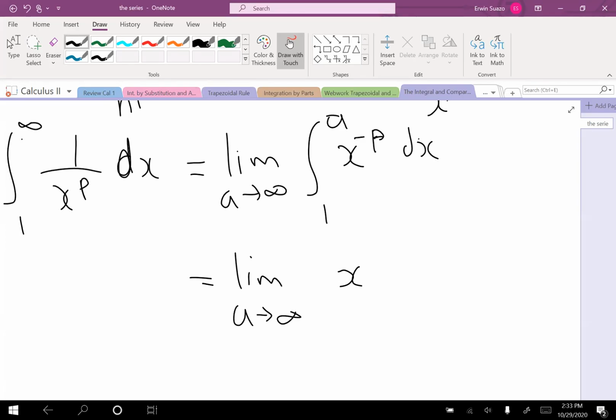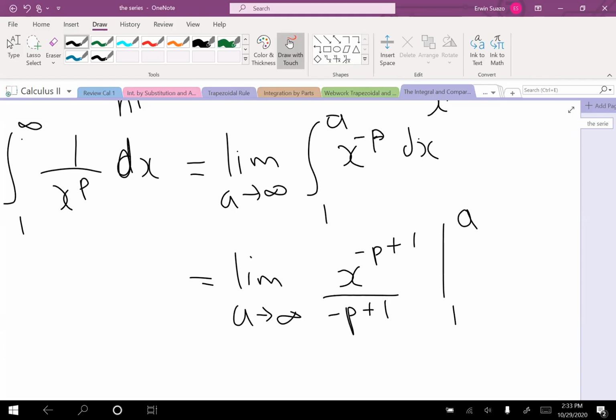Is it x to the minus p plus 1? Correct. Divided by negative p plus 1, right? So then we evaluate between 1 and a.